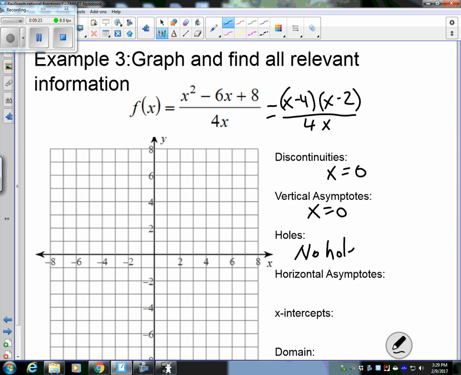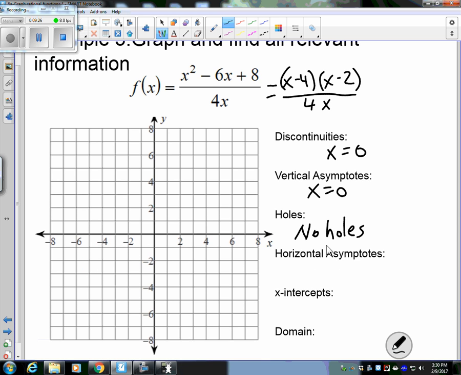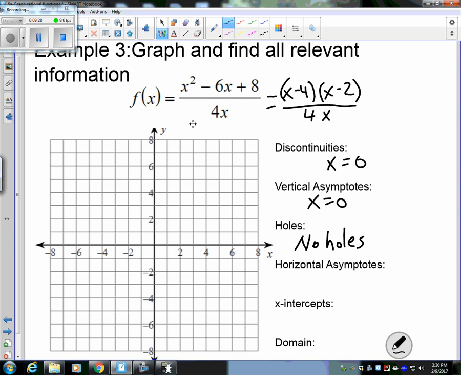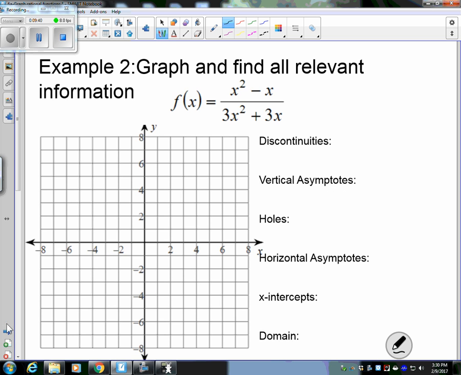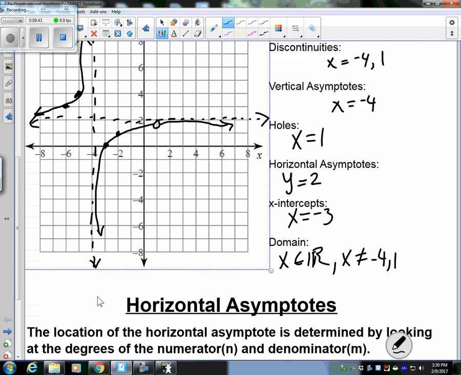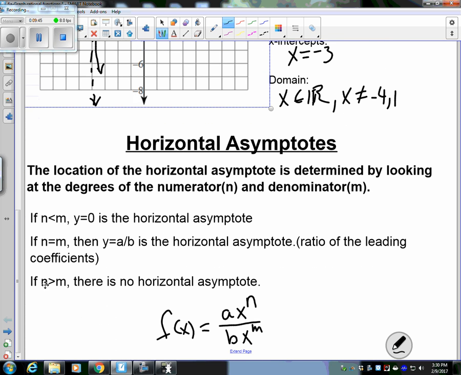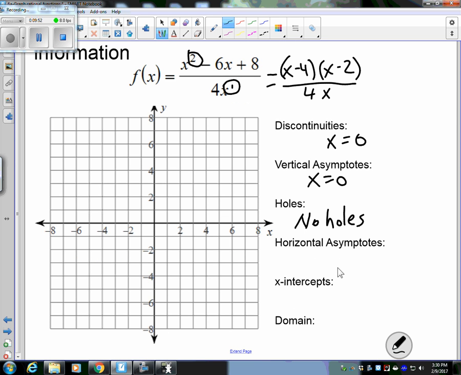And the horizontal asymptotes, look at your biggest exponent of the numerator, 2, and your biggest exponent of your denominator, 1. So the numerator's exponent is bigger than the denominator's, so there's no horizontal asymptote. No HA.